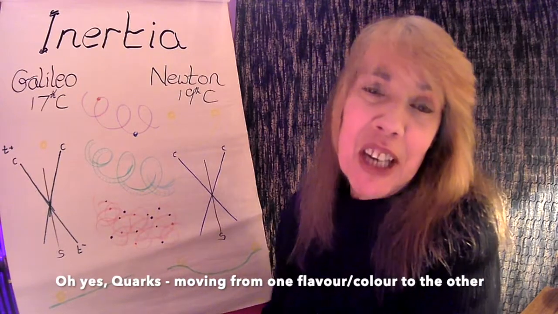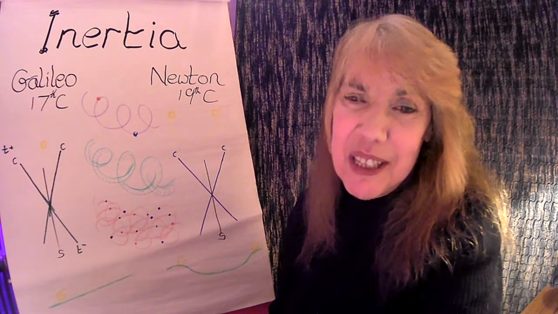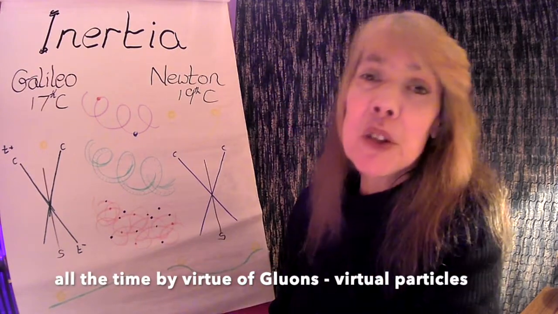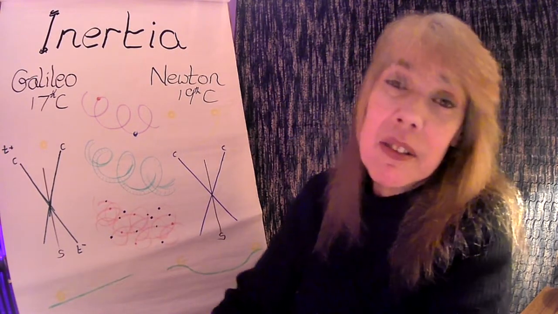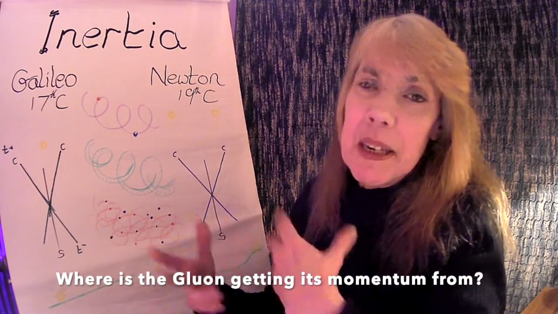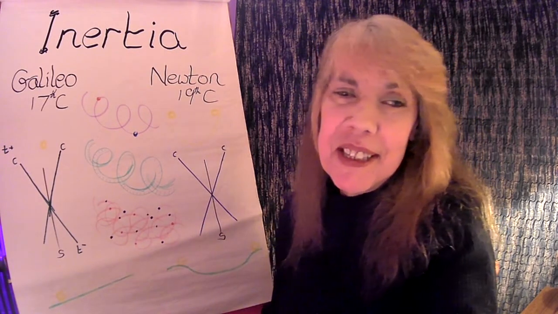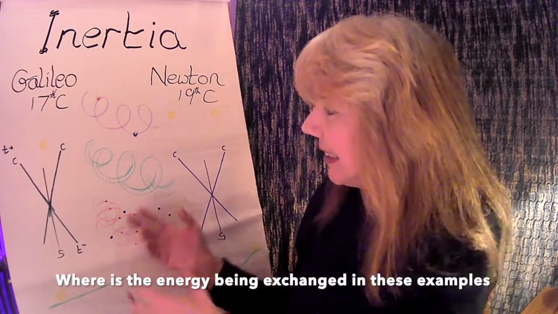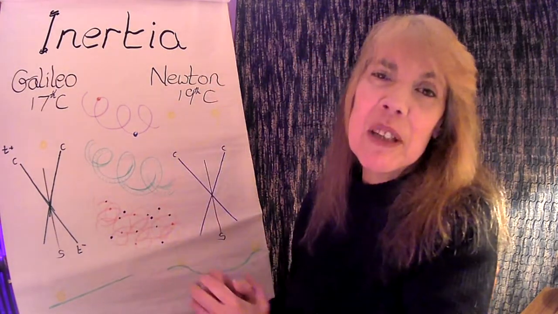Changing flavour, changing colour, moving from one thing to the other all the time by virtue of gluons, or virtual particles. So where is the gluon getting its momentum from? Where is the energy that is being exchanged here coming from?